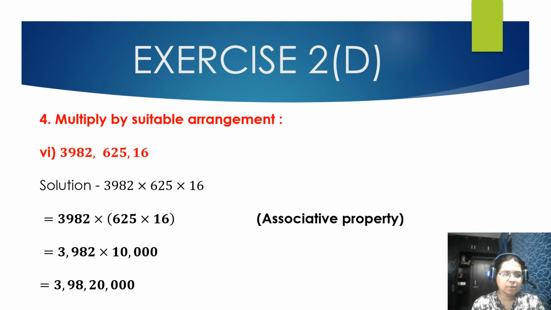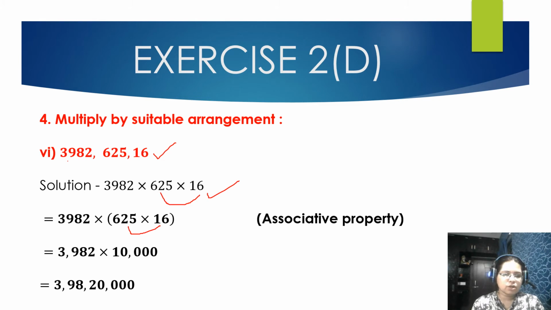Now we multiply the numbers in sixth bit. 3,982, 625 and 16. These numbers are given, and we have to multiply. 3,982 multiplied by 625 multiplied by 16. If we multiply 625 with 16, this will be easy to multiply. So 3982 multiplied by 625 multiplied by 16, and (625 multiplied by 16) is inside the bracket, and this is the associative property of multiplication of whole number.